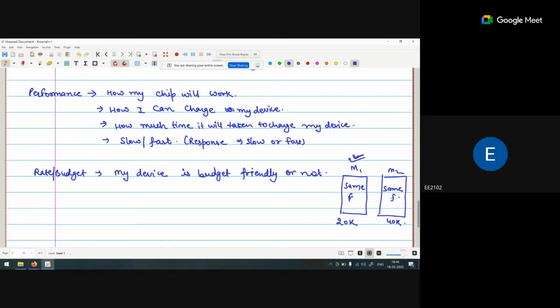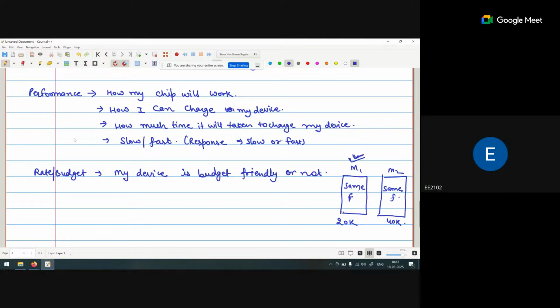Now, if you want every customer to purchase your system, you have to maintain good performance as well as a compatible rate. Then everyone will purchase your product, and the market will be developed. If the cost is high but the features are the same as some other company's, no one will recommend your phone.